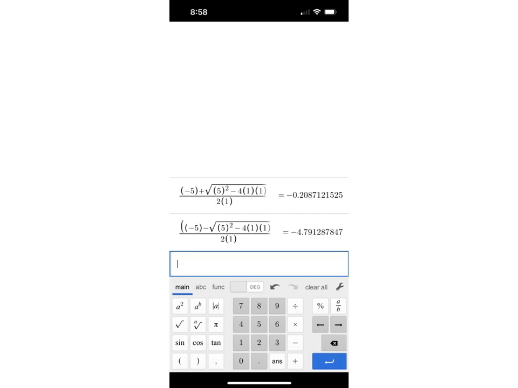What do we round to? I usually go to the nearest hundredth. Negative 0.21 would be an answer. Also notice right here that we have 2 different calculations. You're going to have 2 different calculations on your screen. You'll have one calculation where you're adding the square root stuff. You will have an entirely separate calculation where you're subtracting the square root stuff.